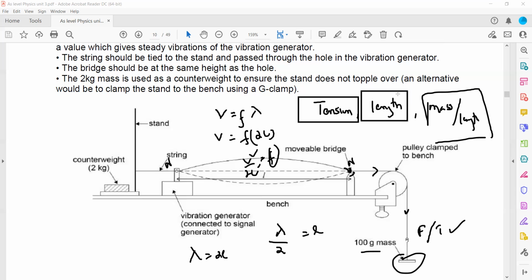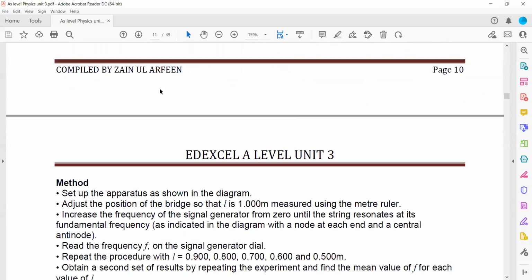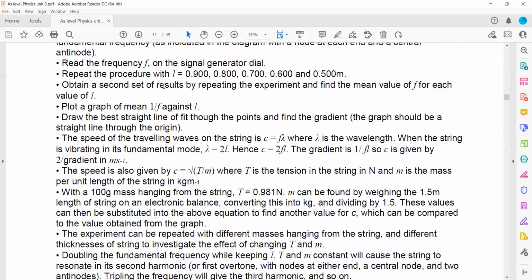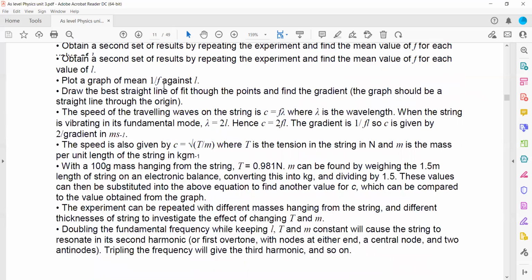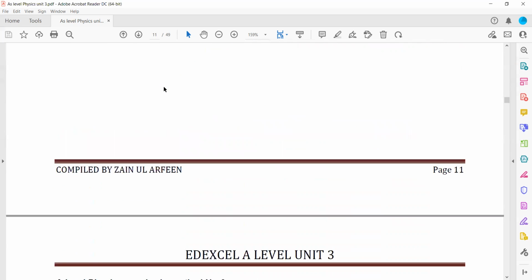And when we want to find the effect of mass per unit length, or the thickness of the wire, we will keep the tension and the length of the wire constant. Using this, we will work out how these factors are related to each other. This is the whole procedure, how we should carry it out.